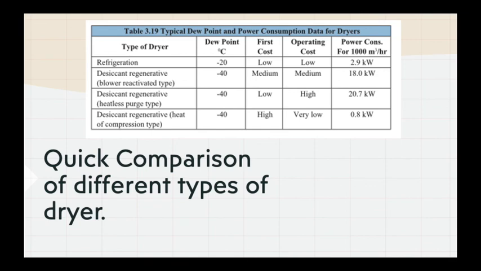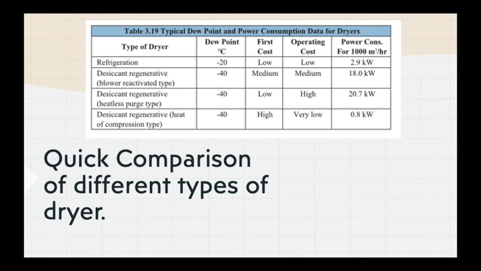The blower reactivity type dryers, which were in use in some of the industries around 15 to 20 years back, have a dew point of minus 40 degrees Celsius, though their operating cost is medium, as well as their fixed cost. But if we consider heatless pulse type dryers, though they have a dew point of minus 40 degrees Celsius, their operating cost is very high. Though their fixed cost is low, for the long term these are not at all suitable because their operating cost is very high.